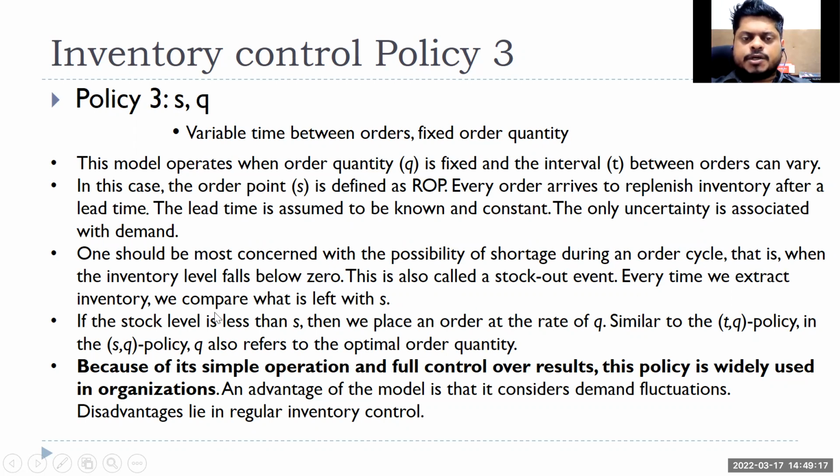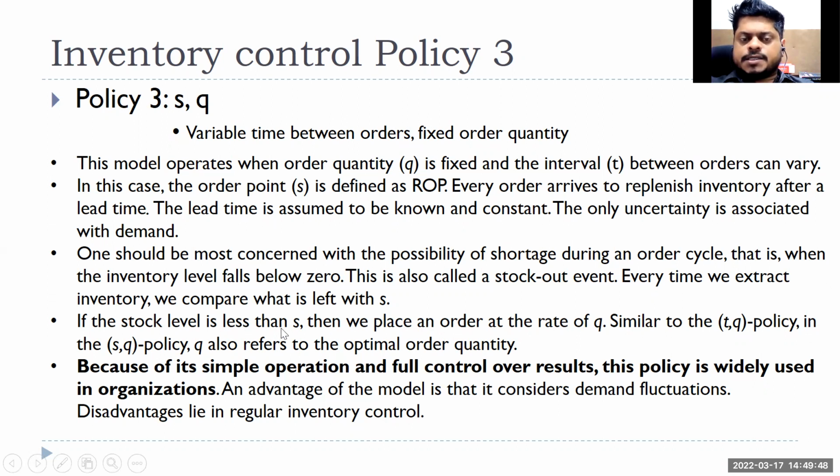Every time we extract inventory, we compare what is left with S, right? So anytime we are selling something, that is the meaning of reorder point. Let's say I have 30 kgs left and I place an order, next day I sell 20 kgs, then I have to check that only 10 kgs is left, and if lead time is 3 days or 4 days, I have only 10 kgs left. Sometimes it can be a stock out also, right? If I do not have a safety stock.